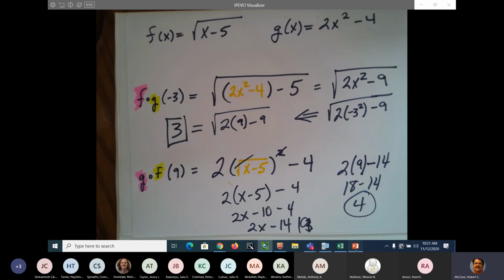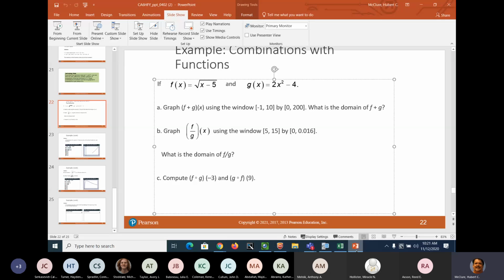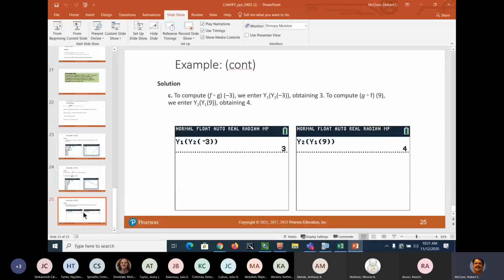Let's see what they got. Three and 4. And of course they did everything on calculator, but there's some things I don't particularly care that you do on a calculator. Now this one I didn't know you could do that. I'll have to figure out how to do that. Somebody know how to do that? I've never done that before.